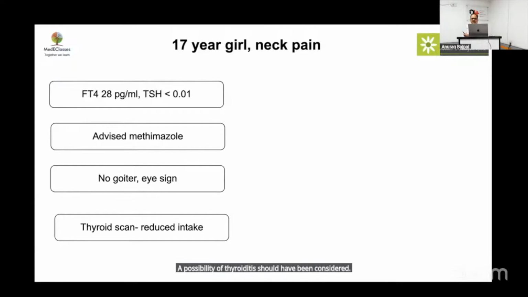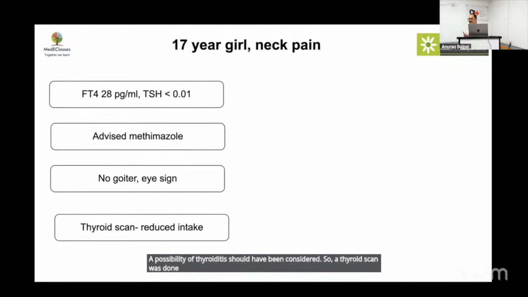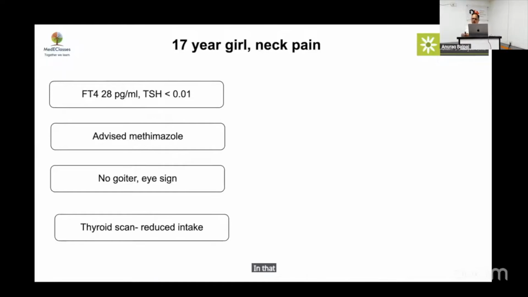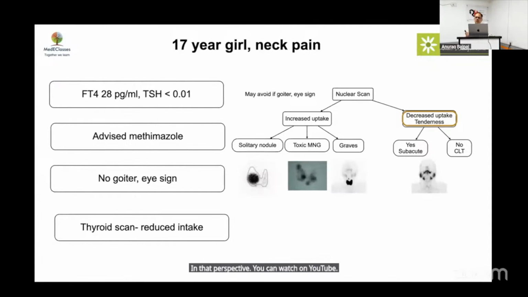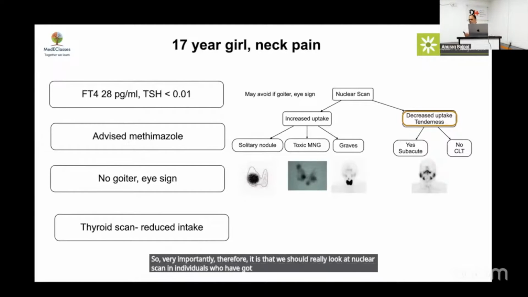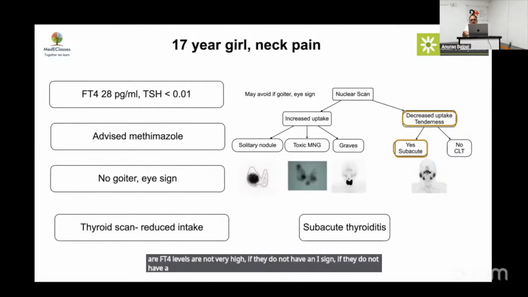So a thyroid scan was done, which showed reduced uptake. So very importantly, we should really look at a nuclear scan in individuals who have features of thyrotoxicosis, especially if their FT4 levels are not very high, if they do not have an eye sign, and if they do not have a goiter.